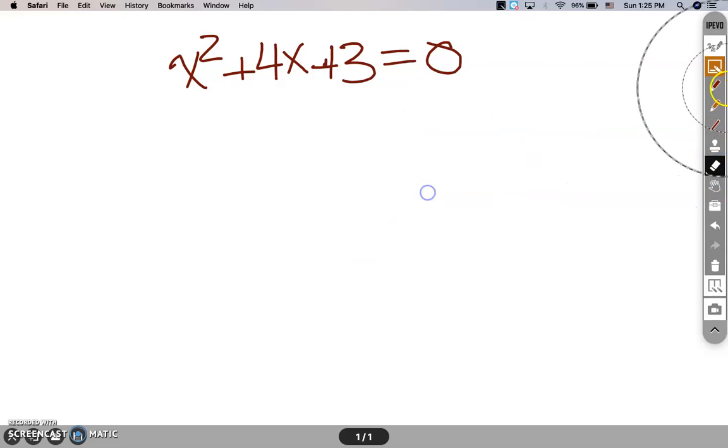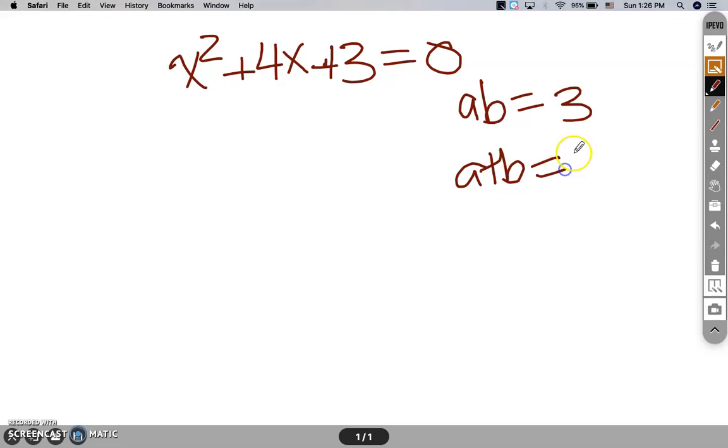So now what I'm going to do is first start off by factorizing it to find the x-intercepts, okay? So we're going to be doing that by factorizing this, and first we need to find what two numbers when multiplied equal 3 and when they add up, they have to add up to 4. So in this case, a times b has to equal 3. A plus b has to equal 4. So the only numbers are 1 times 3 equals 3, and 1 plus 3 is equal to 4. So 1 and 3 are going to be the factors.